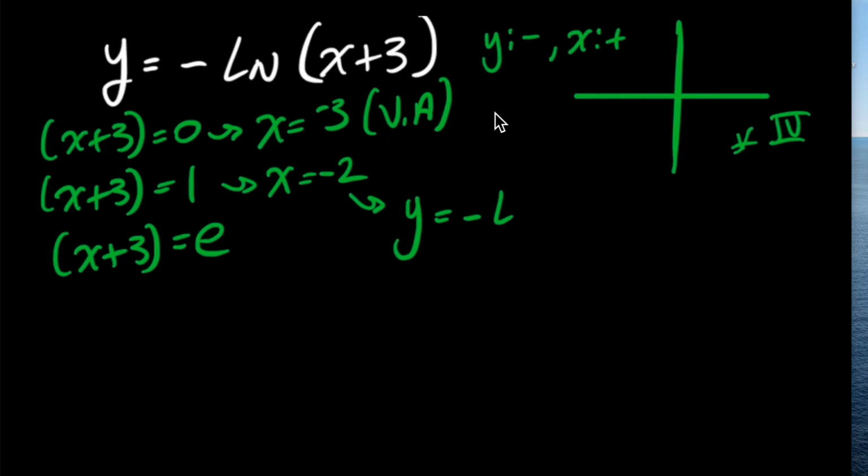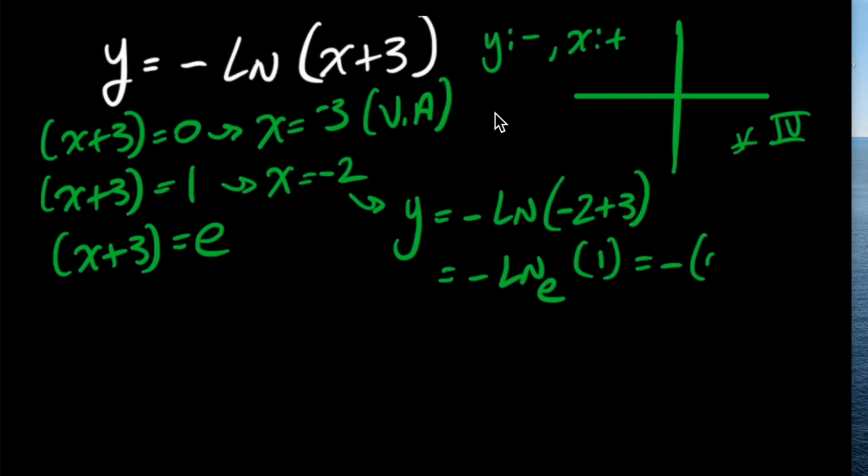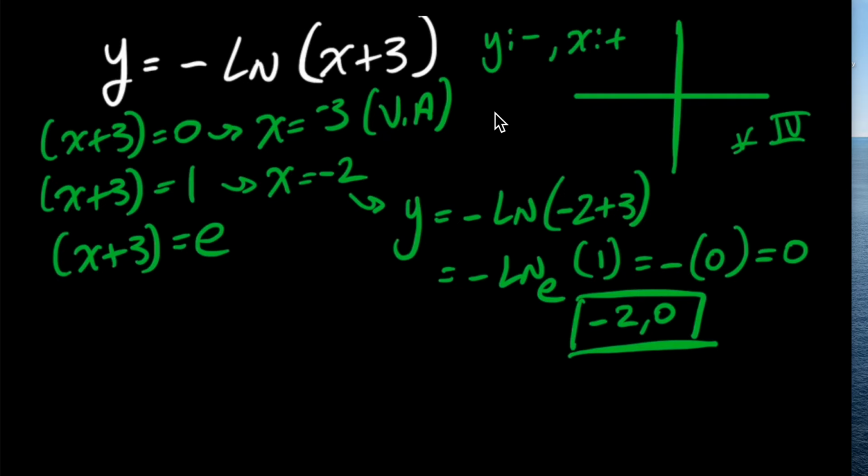So we have negative natural log of (-2 + 3). That equals negative natural log, which is to the base e, of 1. And that's going to be negative 0, or 0. So our first point is going to be x equals negative 2 and y equals 0.